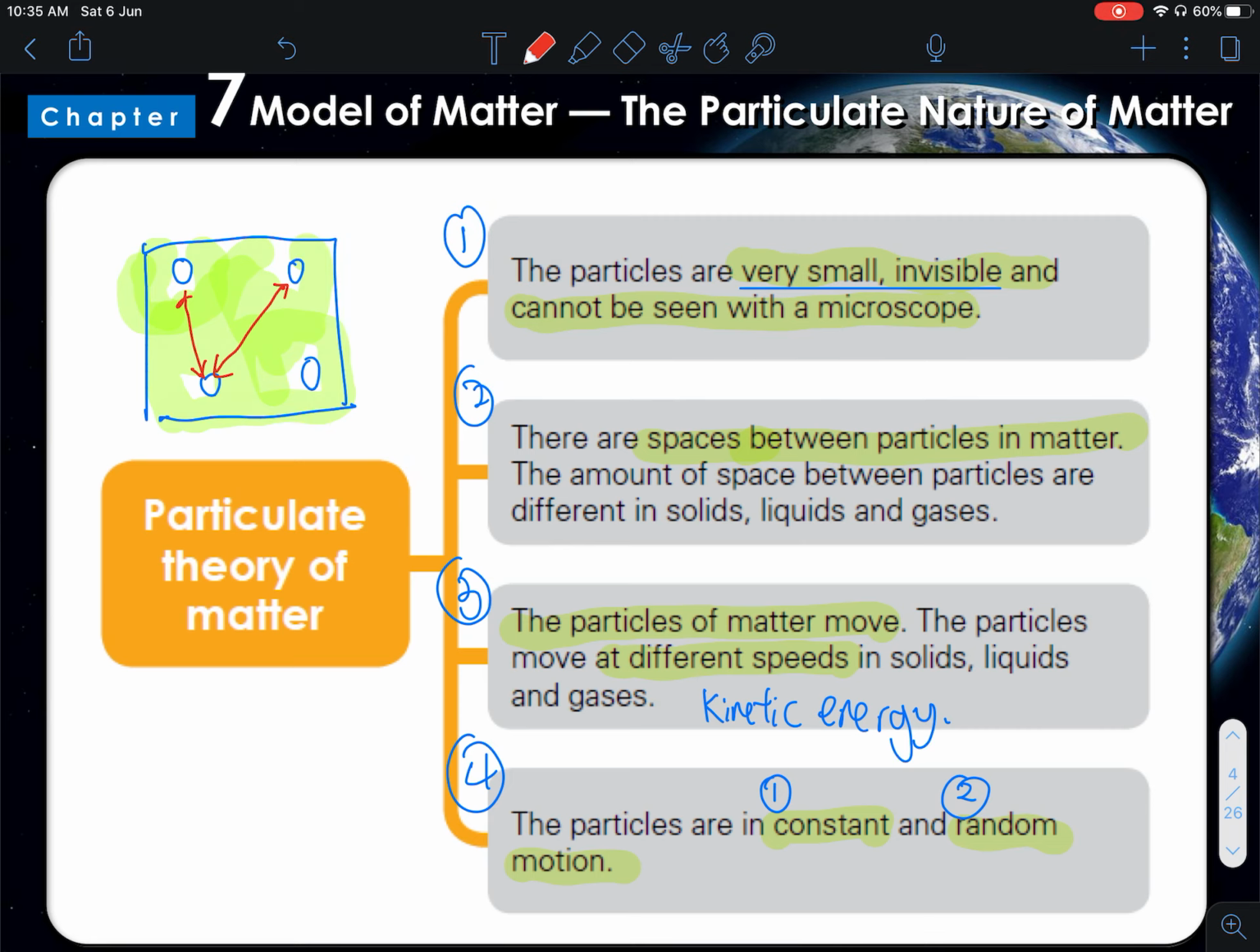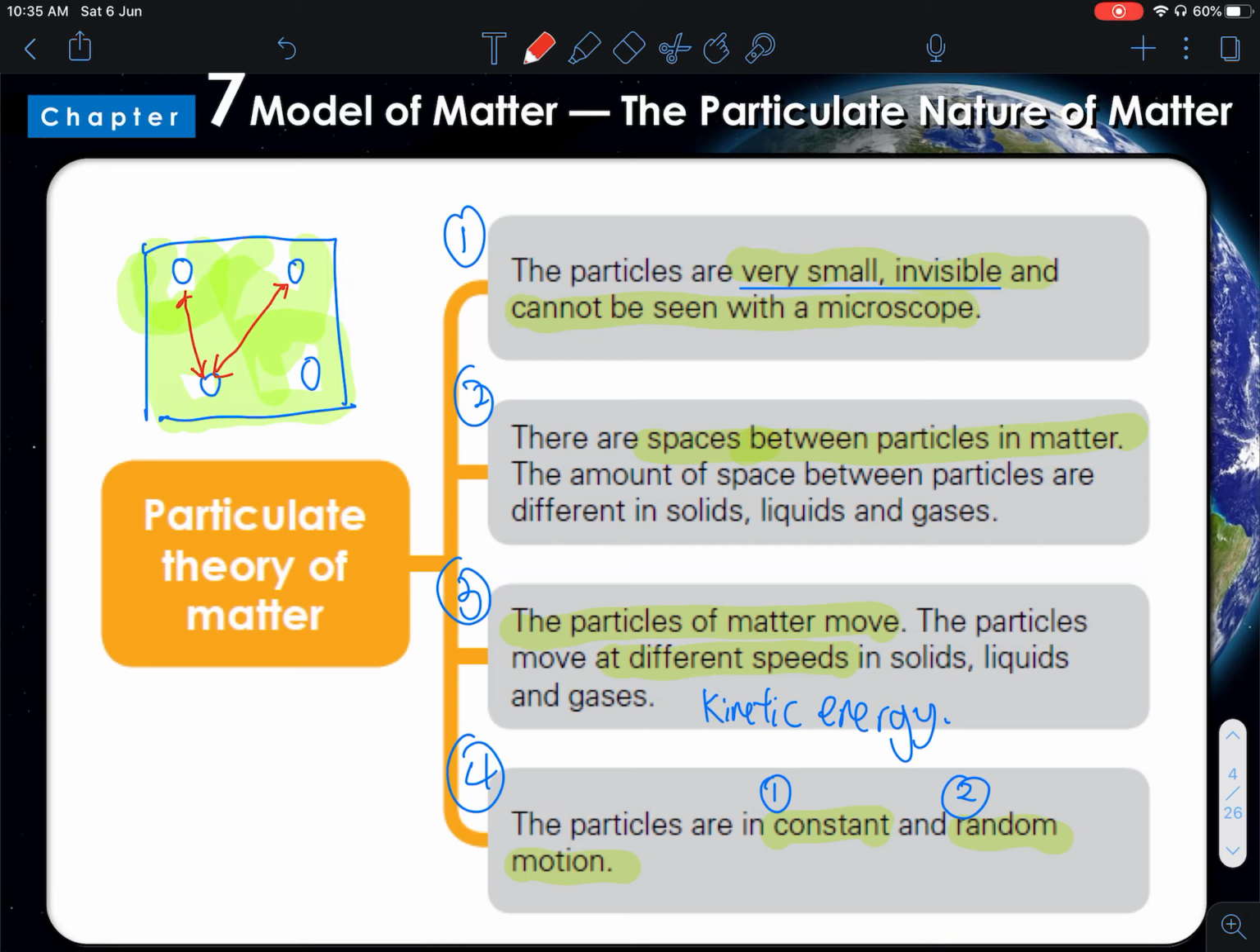Next, the third point is that these particles are always moving. Like what we saw, it's always in constant and random motion. So it moves at very different rates in the different states of matter, which are the solid, liquid, and gas. So what is this contributed mainly by? It's mainly contributed by kinetic energy from heat energy. So what is kinetic energy?